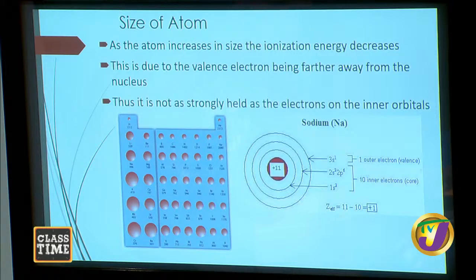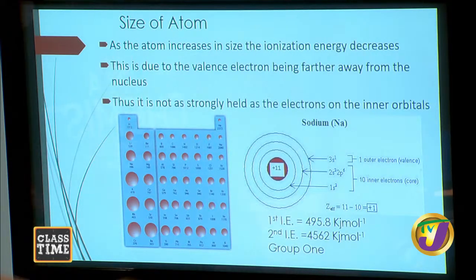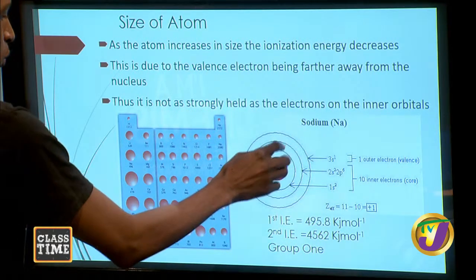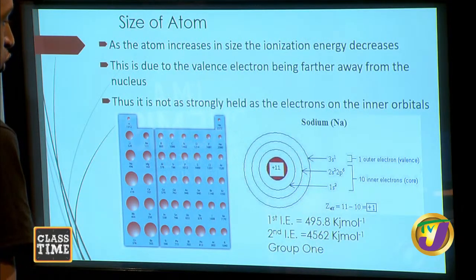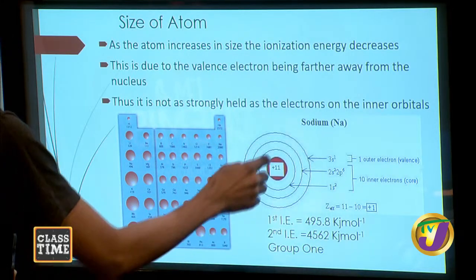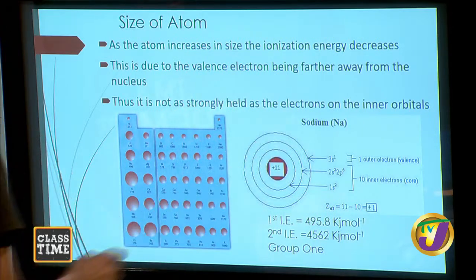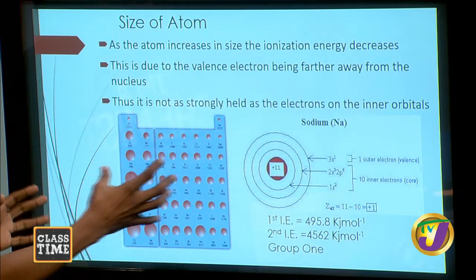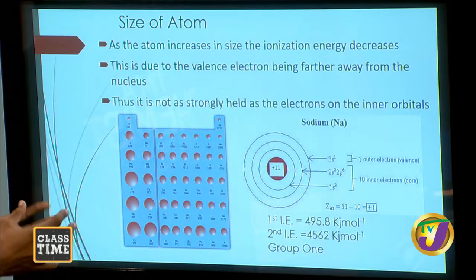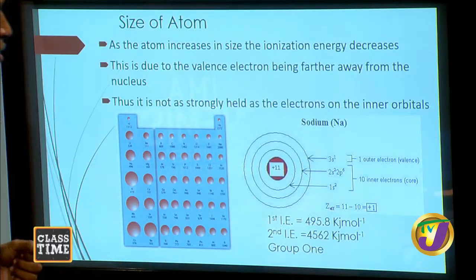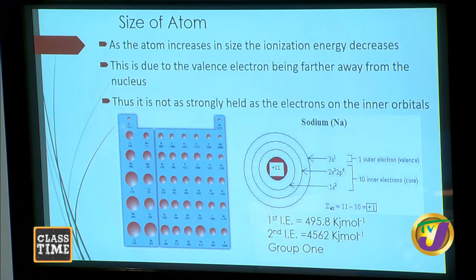So the first ionization energy for sodium is 495.8 kilojoules per mole. Now, the second ionization energy for sodium is 4,562 kilojoules per mole, signifying that to lose an electron from the second energy level would be very hard, because the ion that would be generated would have a noble gas electronic configuration of 2s2, 2p6. Thus, the energy required to lose that electron would be very high.